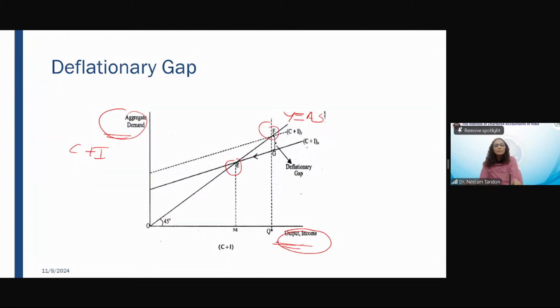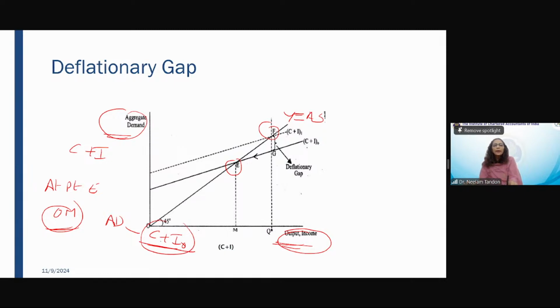At point E, how much is output and income? OM. And what is aggregate demand? Aggregate demand is C plus I0. This is aggregate demand.